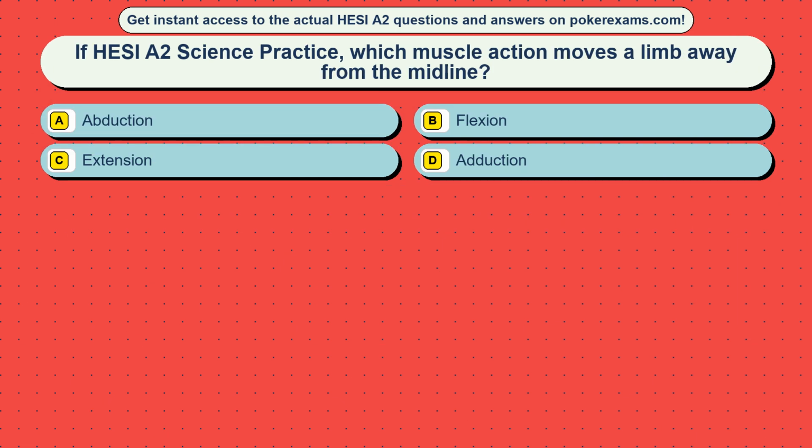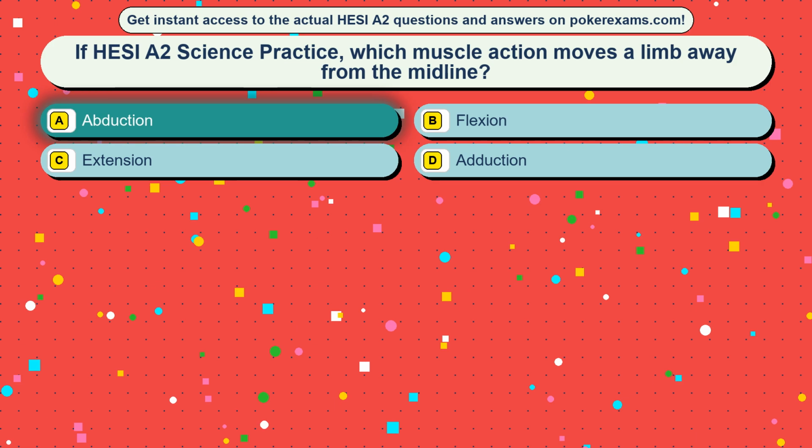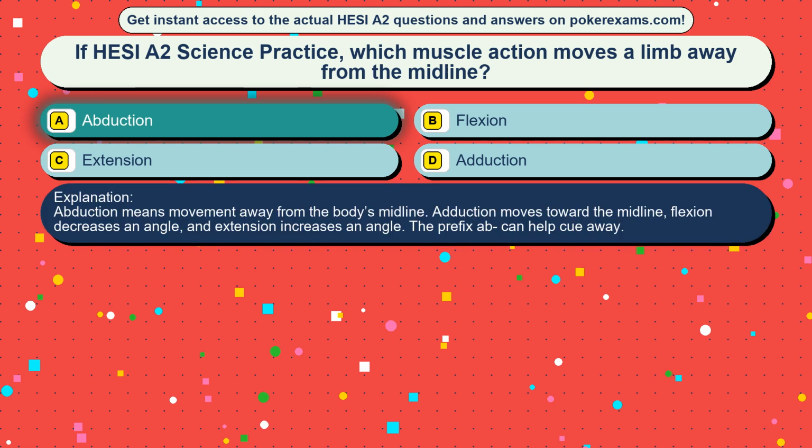Question 30. If HESI A2 Science Practice, which muscle action moves a limb away from the midline? Option A, abduction. Option B, flexion. Option C, extension. Option D, adduction. The correct answer is option A, abduction. Abduction means movement away from the body's midline. Adduction moves toward the midline, flexion decreases an angle, and extension increases an angle. The prefix AB can help cue away.